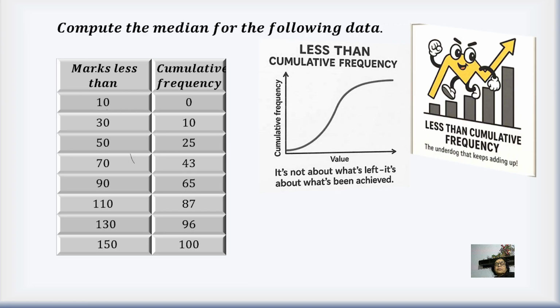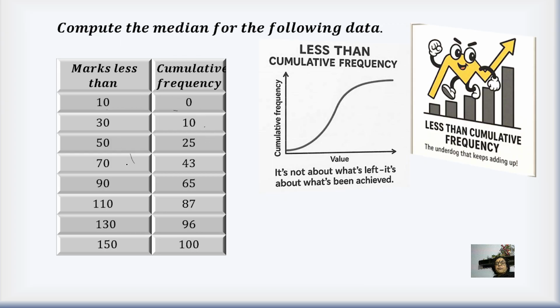Now in this particular question, the question is given as marks less than 10 and the cumulative frequency is in the second column. So what does it mean? It means that those students who have secured marks less than 10 are 0 in number. That means no child has got less than 10. Then marks less than 30, there are 10 students. That means those who have secured in between 10 to 30, there are 10 students. Then marks less than 50 is 25 in total. That means if we find out the marks secured by students in between 30 and 50, the number of students will be 25 minus 10, that is 15.